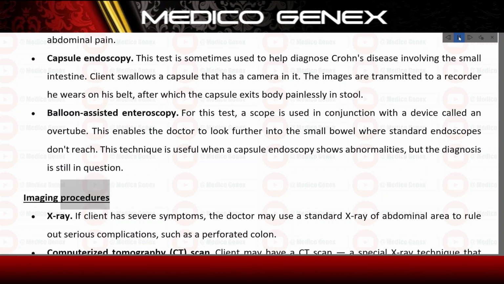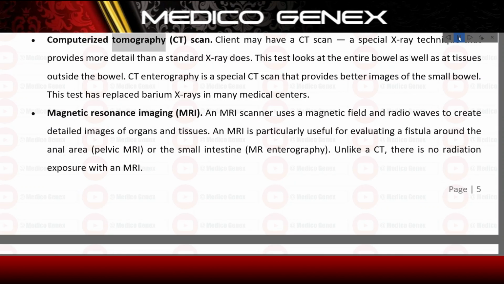Imaging procedures. X-ray. If the client has severe symptoms, the doctor may use a standard X-ray of the abdominal area to rule out serious complications, such as a perforated colon. Computerized tomography, CT, scan. The client may have a CT scan, a special X-ray technique that provides more detail than a standard X-ray does. This test looks at the entire bowel as well as at tissues outside the bowel. CT enterography is a special CT scan that provides better images of the small bowel. This test has replaced barium X-rays in many medical centers.